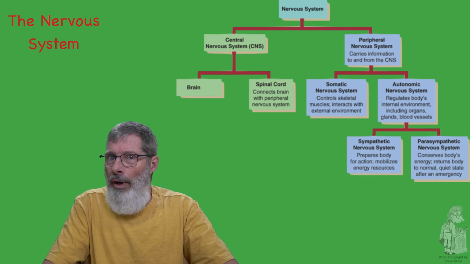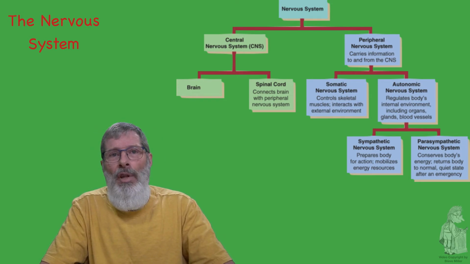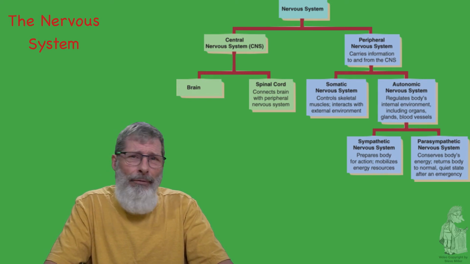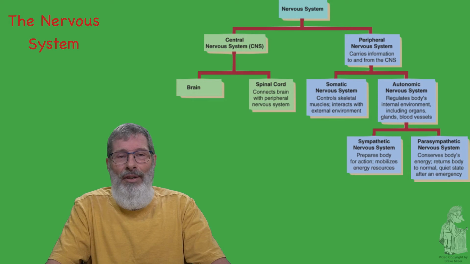The spinal cord and the brain have both gray and white matter. Gray matter is the non-myelinated neurons, and it's found in the brain and the spinal cord. White matter, myelinated neurons, are found in the brain and the spinal cord.